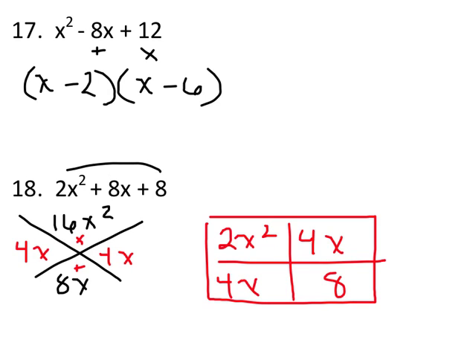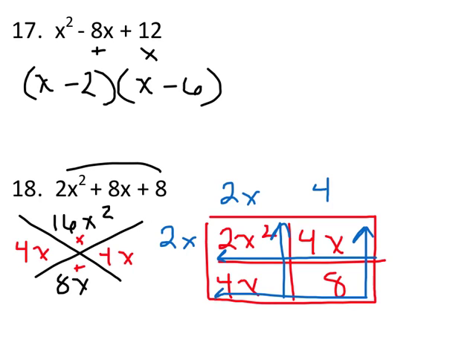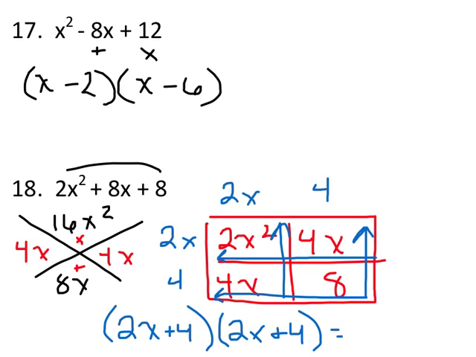And now we pull out our greatest common factor. Greatest common factor between 2x squared and 4x is 2x. Greatest common factor between 4x and 8 is 4. Greatest common factor between 2x squared and 4x is 2x. And greatest common factor between 4x and 8 is 4. So 2x plus 4 and 2x plus 4. But we can also write it as 2x plus 4 squared.